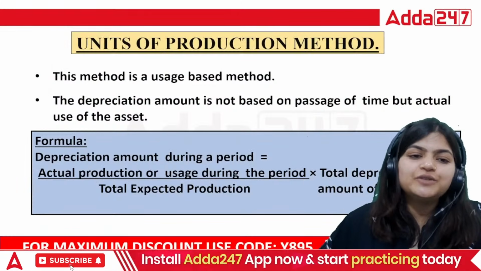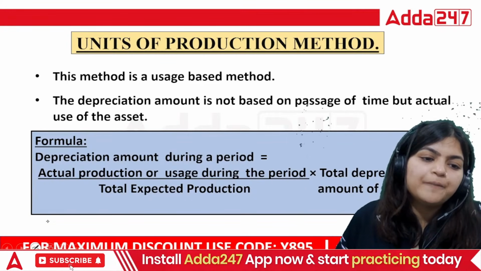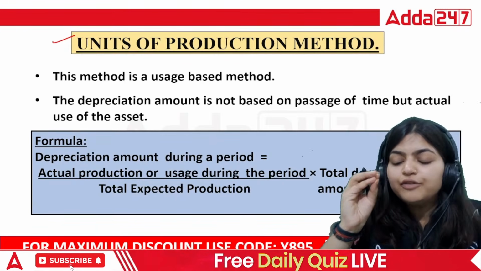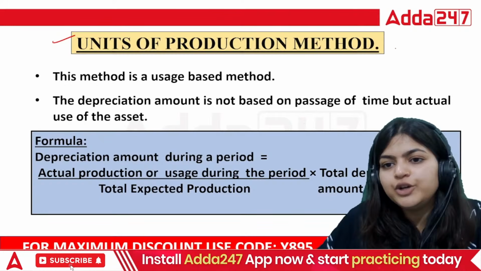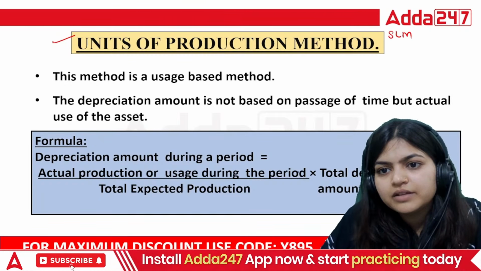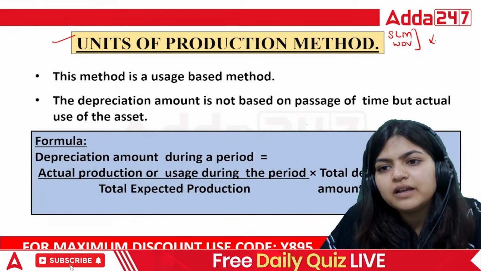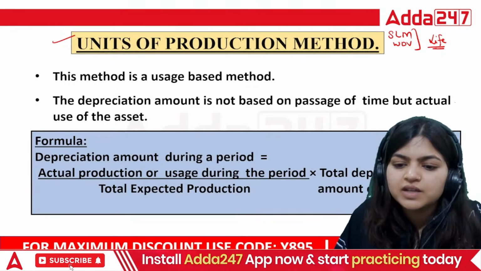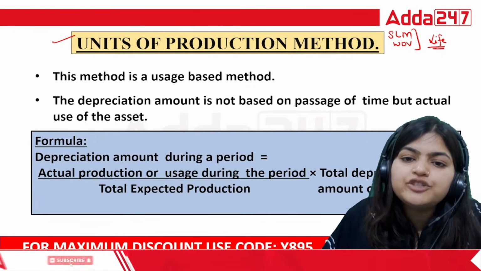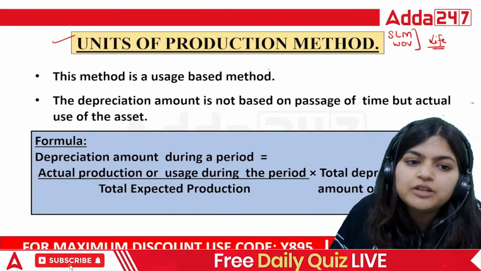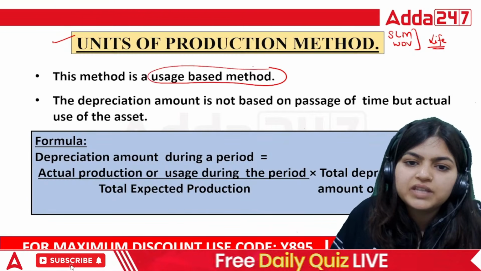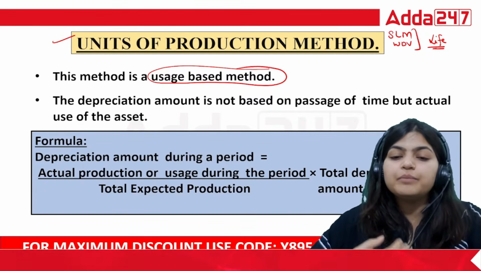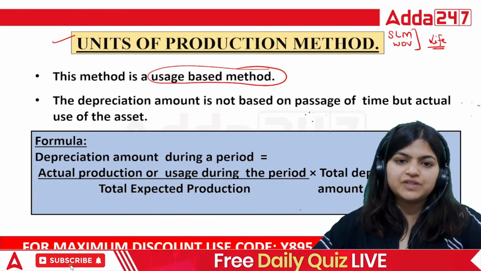So let's continue this session with the third formula, that is the units of production method. Now, in the first two methods, SLM and WDV, we generally take their life, for how many years we are going to use it. But in the case of the units of production method, we are going to calculate based on their usage, how much we are using it. Based on that, we are going to charge depreciation.